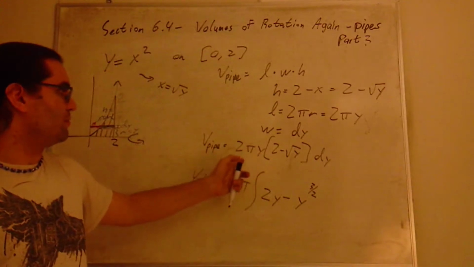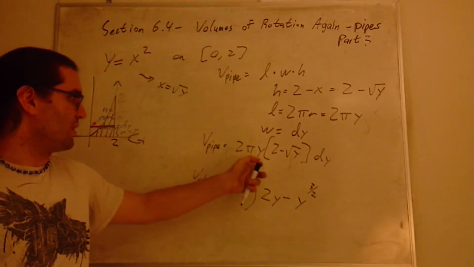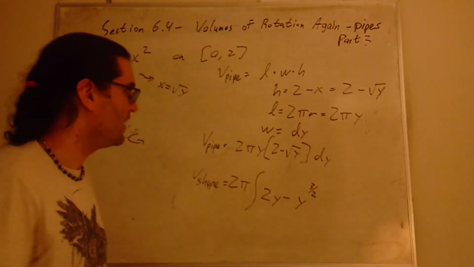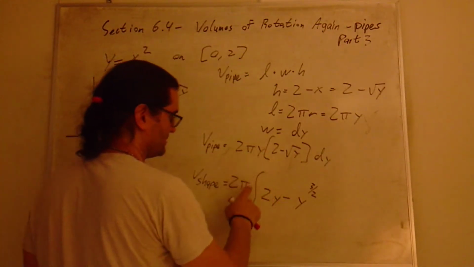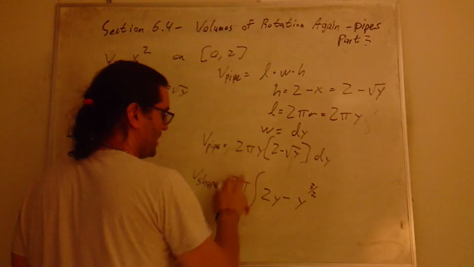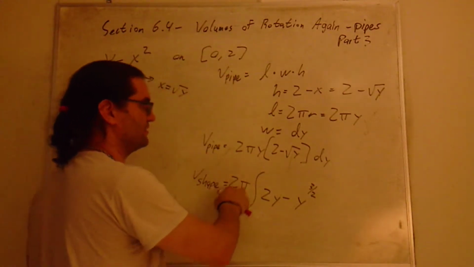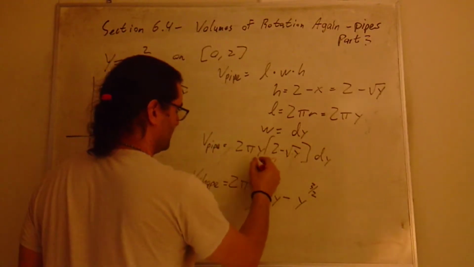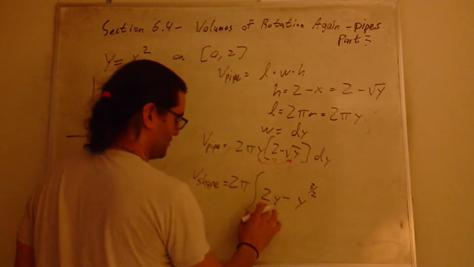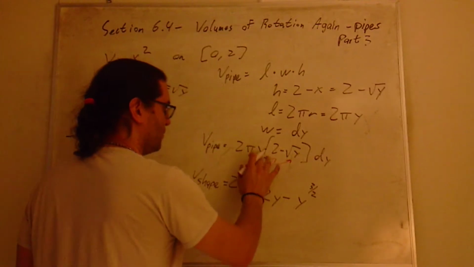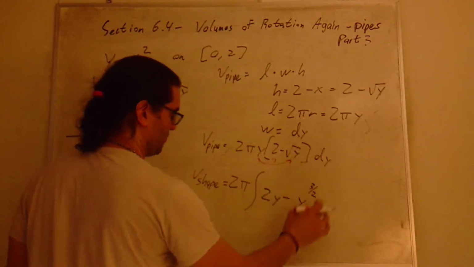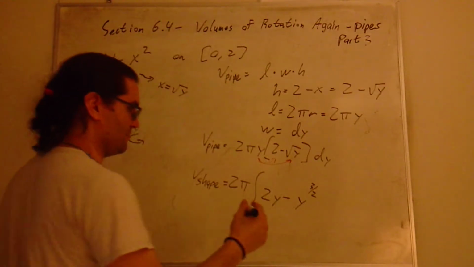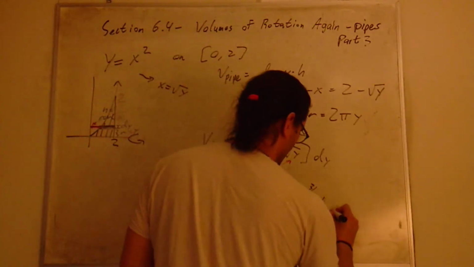So we put it all together, and the volume of a pipe is 2 pi y times 2 minus root y times dy. And I was simplifying this. I distributed, the 2 can stay on the outside because it's a coefficient. The y I want to distribute into here. So that's where the 2y came from. y to the 1 times y to the 1/2 should give you y to the 3/2. And that brings us right up to the part where I was about to write dy.